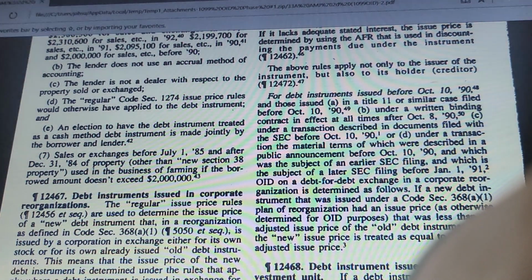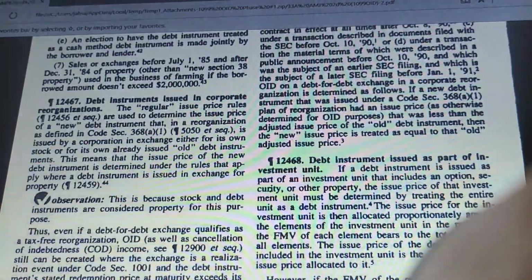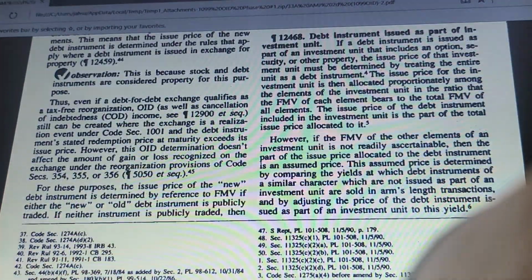When we come back, we're going to go here to ¶12468, debt instrument issued as part of an investment unit.